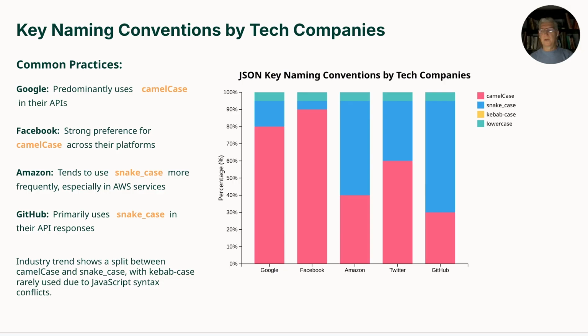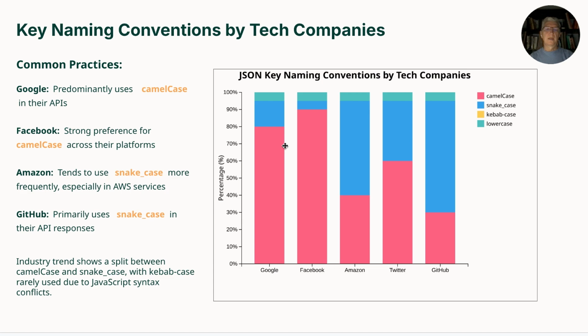So I did a little bit of research. What are the conventions used by big companies? Google, Facebook, Amazon, and GitHub, mostly from public repositories. I was a little surprised that camel case is used by Google and Facebook as the main style, but for Amazon and GitHub it's the opposite. Snake case is dominating. You can also see lowercase sometimes. It's present a little bit in all of them. And kebab case is basically nonexistent. People don't really use that much. So I think there's also a difference for internal use of JSON, for internal APIs versus external.